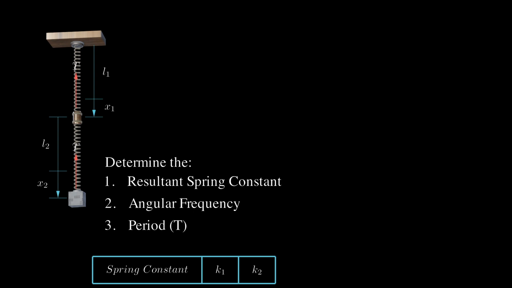This configuration introduces a new dynamic compared to parallel springs, and the analysis will help us understand the behavior of the system, in terms of its collective spring constants, and oscillatory motion. When applying Hooke's law to each spring, considering the individual spring constants K1 and K2, we derive two distinct expressions. These expressions highlight how the tension in each spring relates to its respective displacement.